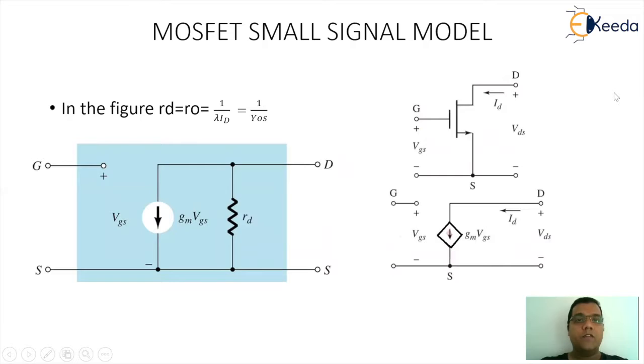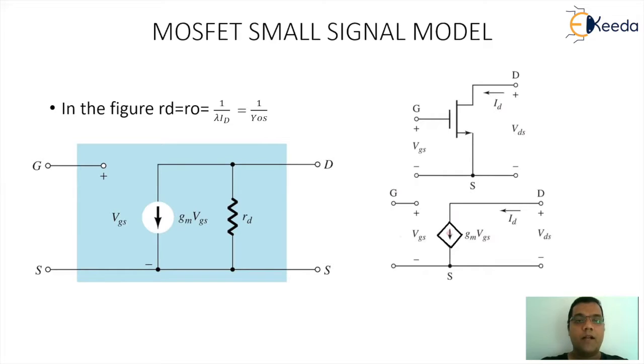So here we are actually looking at the small signal AC model of the MOSFET. The symbolic representation will look similar to the model of the FET. At the input side, we have an open port and the voltage measured is VGS. At the output side, we have a current source represented by a value GMVGS and the output resistance between the drain and the source represented as RO or RD.